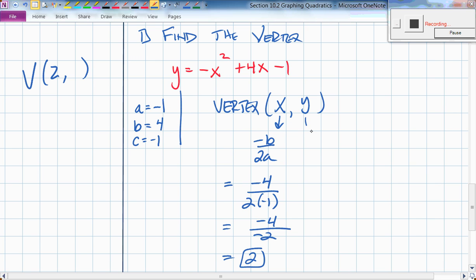We have to figure out what the other part is. How do I get this y value? What do I do? I plug in. Very good. So we're going to do negative 2 squared plus 4 times 2 minus 1.